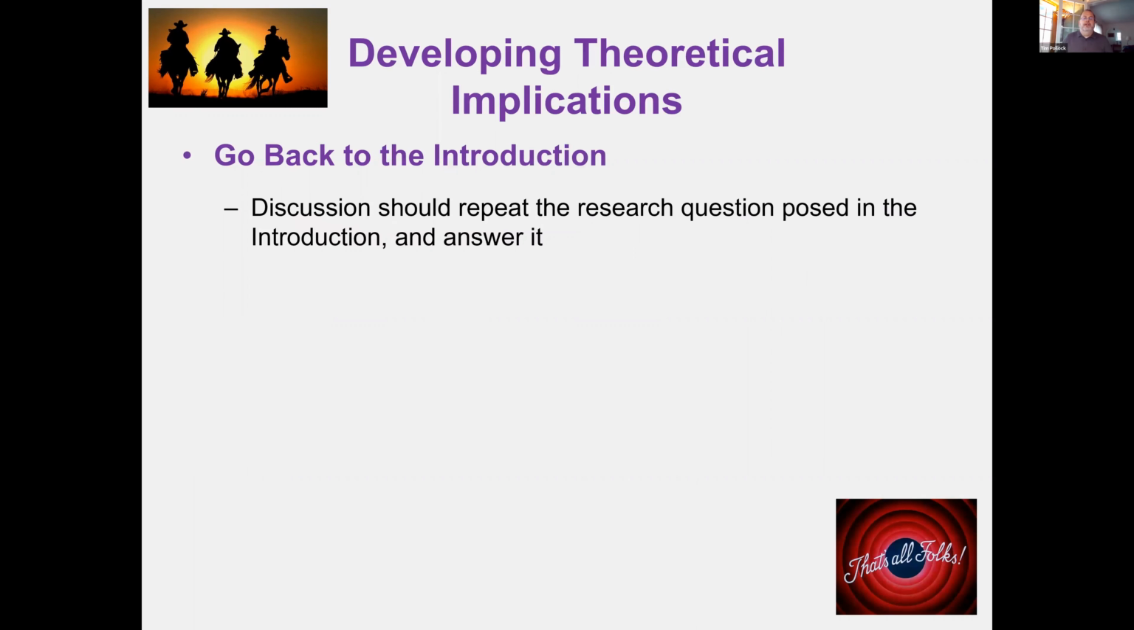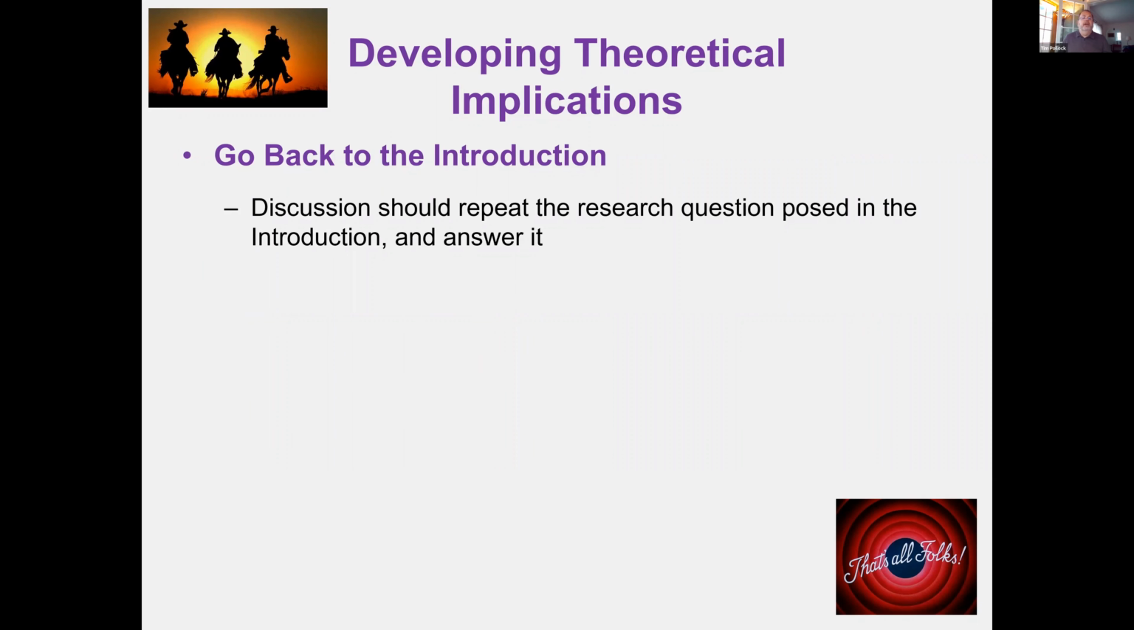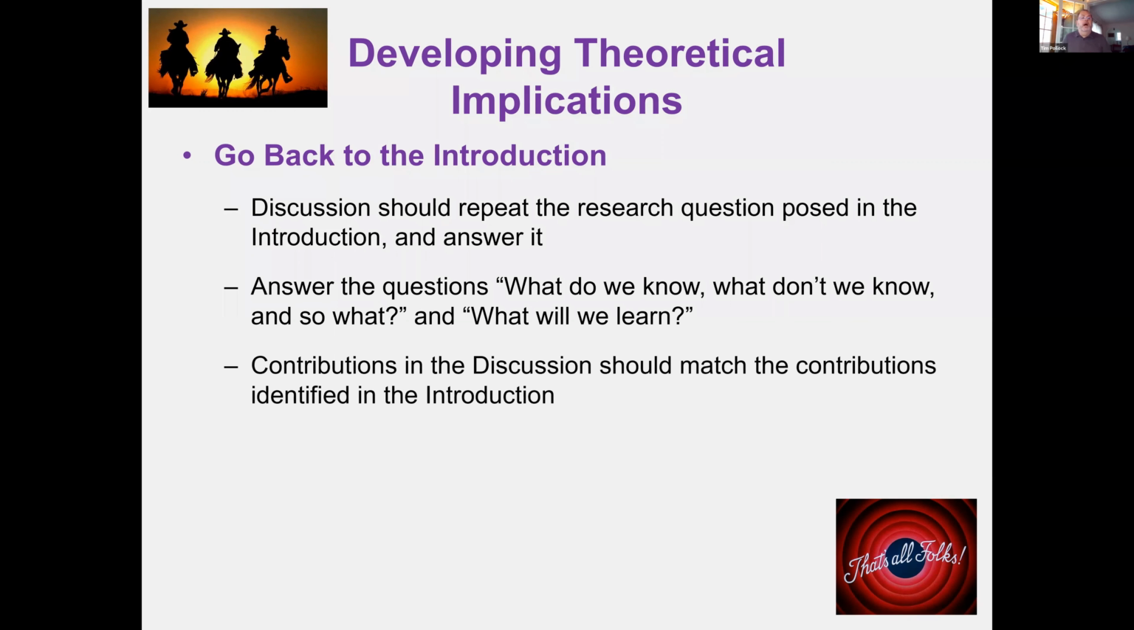So how do we avoid doing some of these things? What should we do to develop our theoretical implications? First, go back to the introduction. Your discussion section should repeat the research question posed in the introduction and then answer it. Answer the questions: what do we know, what don't we know, and so what will we learn? Your contributions in the discussion should match the contributions identified in the introduction.